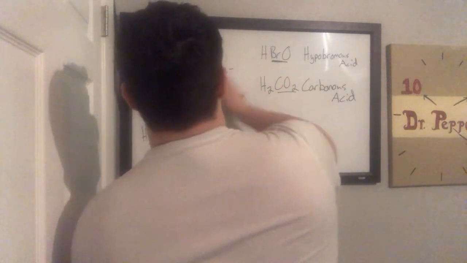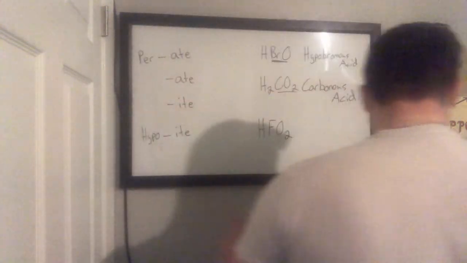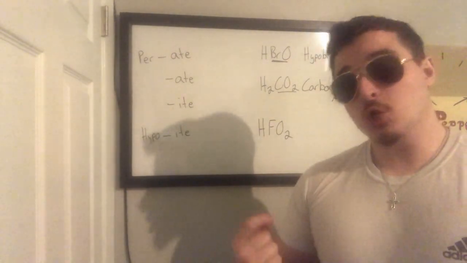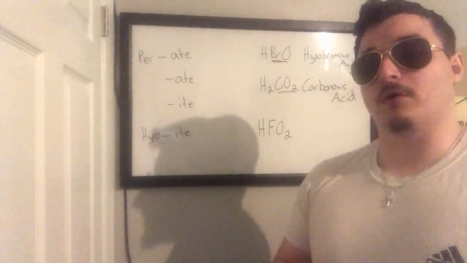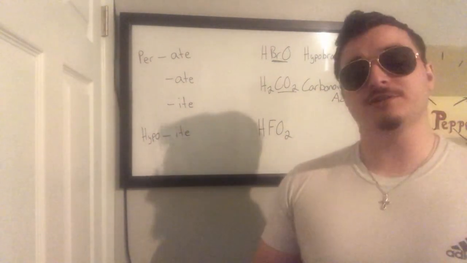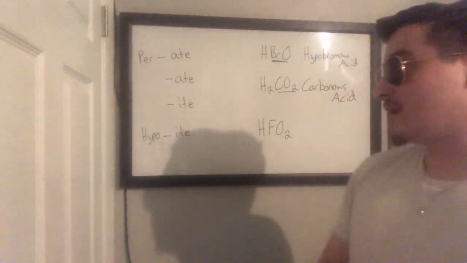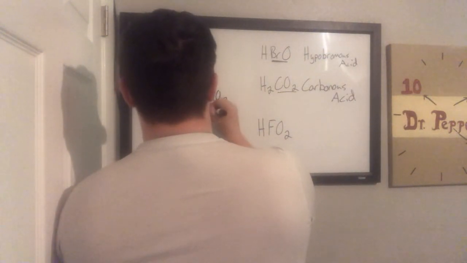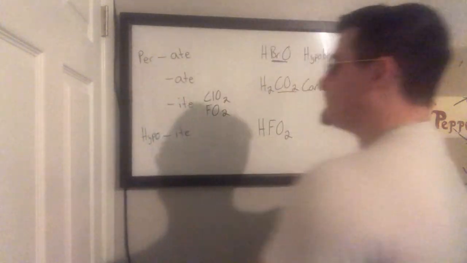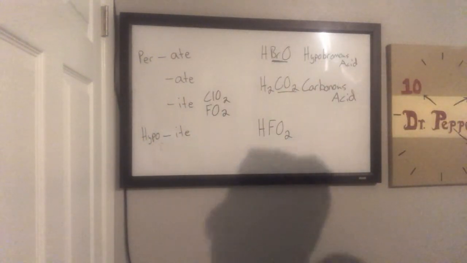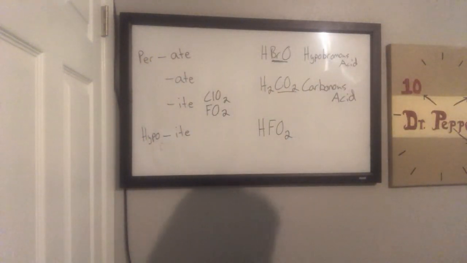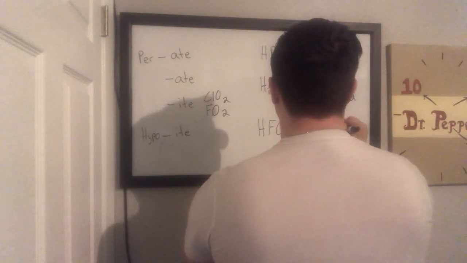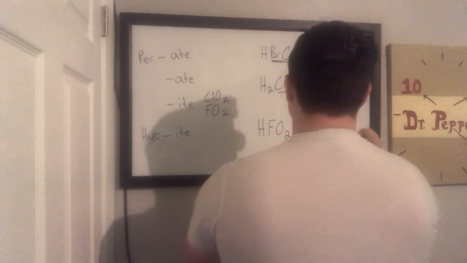So now let's consult our last example here, HFO2. FO2 is probably not on your chart. However, chlorine and all of its variants probably are. And keep in mind, fluorine is also a halogen. So FO2 might not be on there, but ClO2 probably is. And ClO2 is chlorite, which means FO2 is going to be called fluorite. And so this one also ends in -ite. So the name of this becomes fluorous acid, like so.